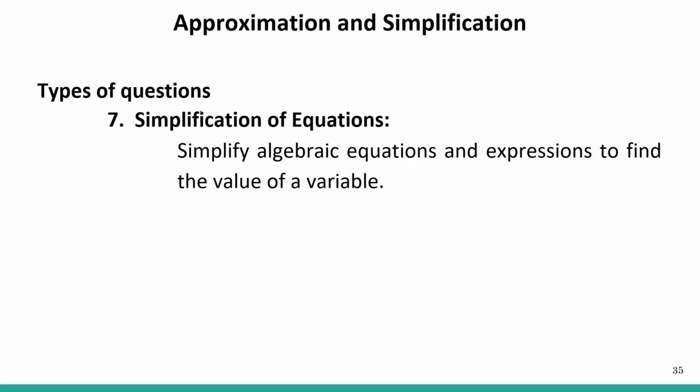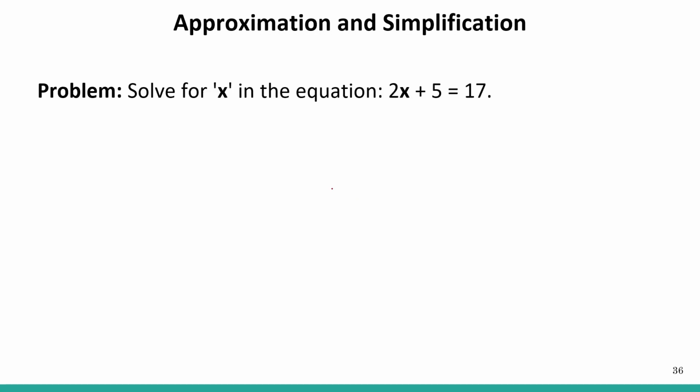So let's see the seventh kind of question, that is on simplification of equations. Simplify algebraic equations and expressions to find the value of a variable. Solve for x in the equation 2x plus 5 is equal to 17. So this implies that 2x is equal to 17 minus 5, that is equal to 12. So x is equal to 12 by 2, which is 6. So 6 will be the correct answer here.